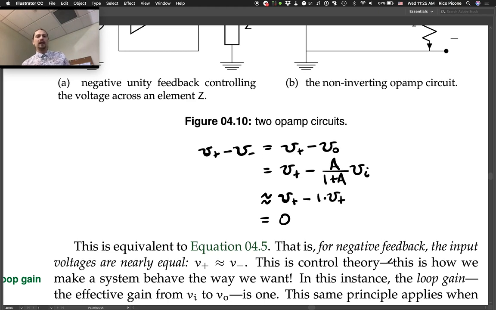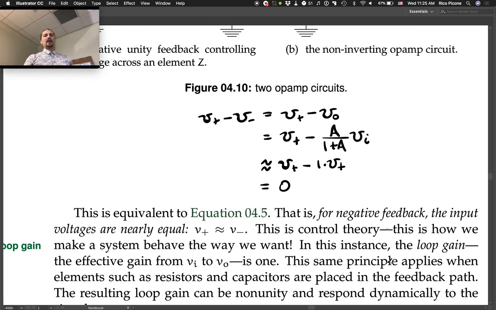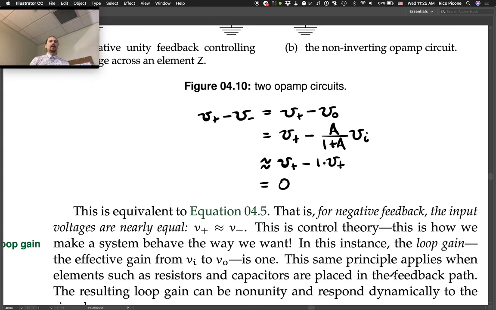That is, for negative feedback, the input voltages are nearly equal. So V plus is approximately equal to V minus. This is actually control theory. This is how we make a system behave the way we want. So this is the very, very fundamental way of thinking about control theory.